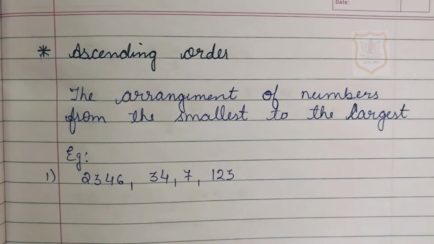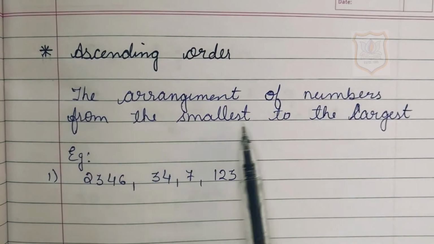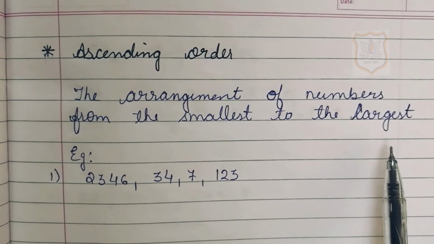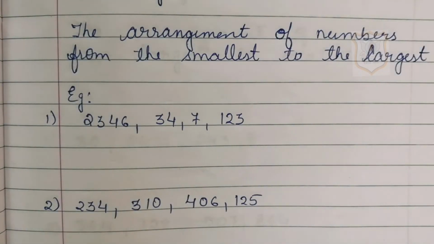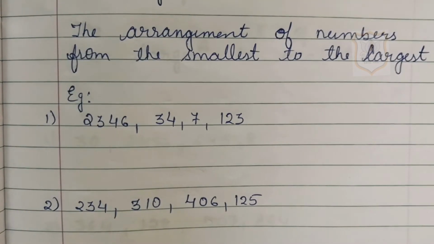Now the next topic is ascending order. Ascending order is the arrangement of numbers from the smallest to the largest. I will explain this with the help of a few examples, as we have to keep in mind a few rules while arranging the numbers in ascending order.